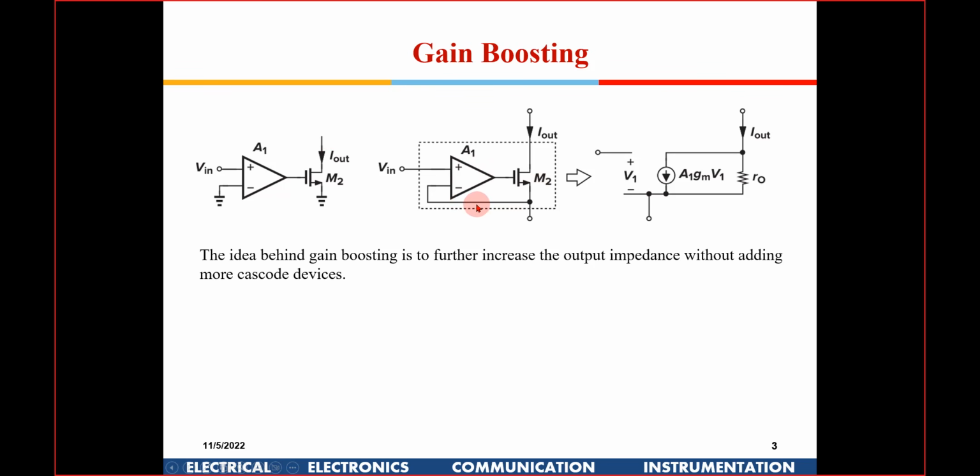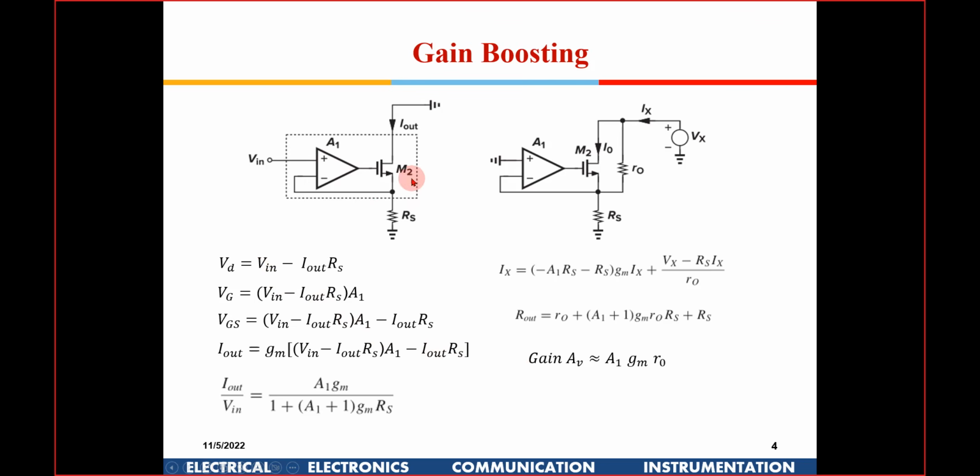So this is another configuration, and this is the equivalent circuit of this. The thing is, by putting an op amp which is driving just an NMOS, we can increase the output impedance without more cascode devices. We'll see how that is happening. So just consider this particular circuit first. Now what is being done here?